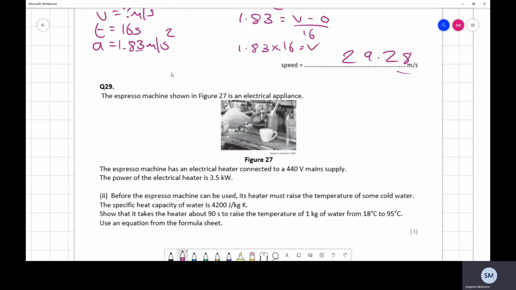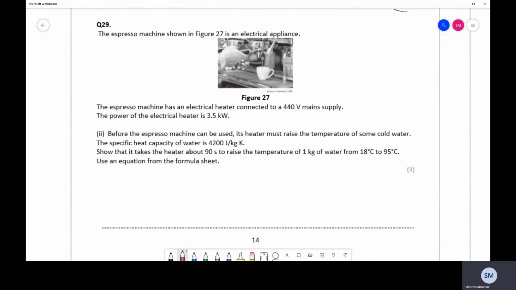The espresso machine shown in figure 27 is an electrical appliance. It has an electrical heater connected to a 440 volt main supply. Voltage equals 440 volts. And the power of the electrical heater is 3.5 kilowatts. Power is equal to 3.5 kilowatts. It's not telling me what units to put in, so I'm going to multiply that by 10 to the 3 to make it up to watts.